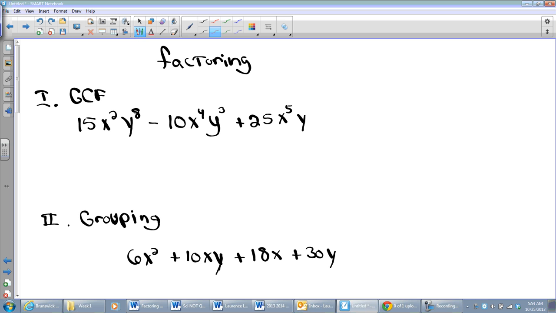Well, first of all, we've got the GCF, right? By the way, you should always look for a GCF first. Remember in the video the other day, I was pulling GCFs out of trinomials and made them easier to factor. Always look for the GCF first.